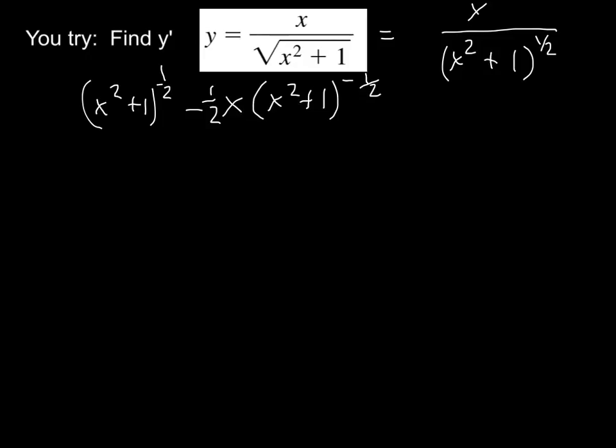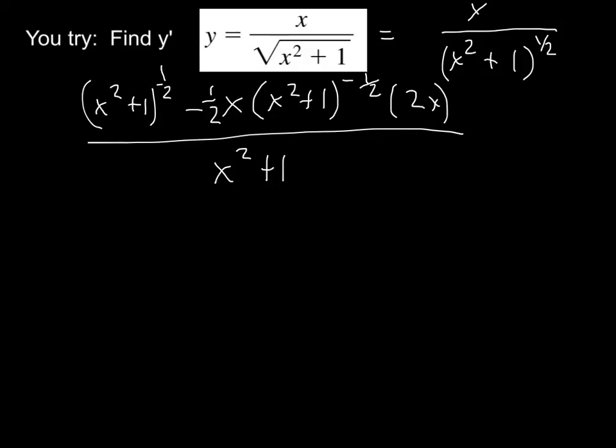Okay, now we have to take the derivative of the inside because we've still got a little chain rule going on. We just did the derivative of the outside. Derivative of the inside is 2x. Okay, low d high minus high d low over low low. Well, that cancels nicely with that square root.